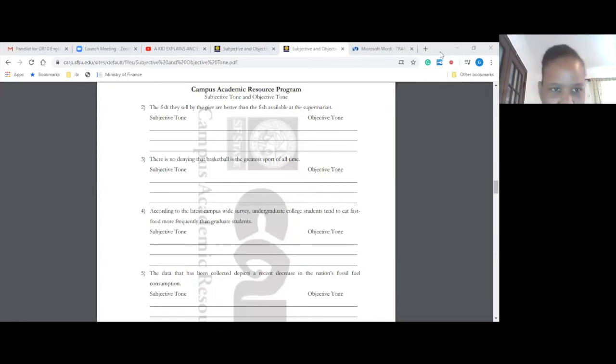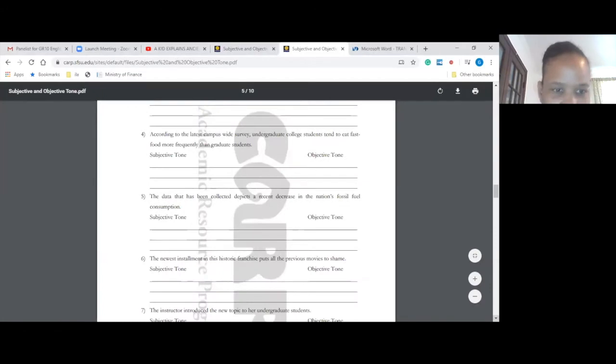Then the last one, then number 5, the data that has been collected depicts a recent decrease in the nation's fossil fuel consumption. Objective, good, Mason. It's based on collected data. Objective, good, King. It's because there's research about fossil fuel. Excellent. Now the last one, the newest installment in this historic franchise puts all the previous movies to shame.